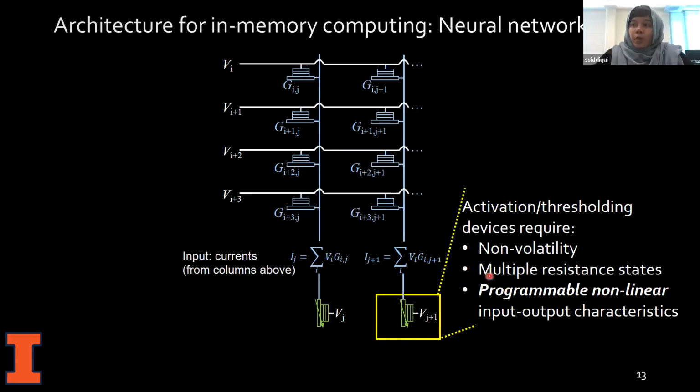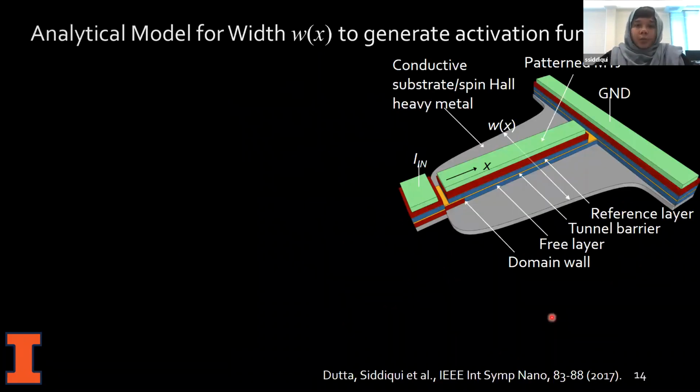So in terms of requirements for the nonlinearity, we need non-volatility. We need multiple resistance states, which we saw is not a problem. But the only big difference between the synaptic and the thresholding or nonlinear function generator is that it has to have nonlinear behavior, and this behavior has to be programmable. So this is what we are proposing.